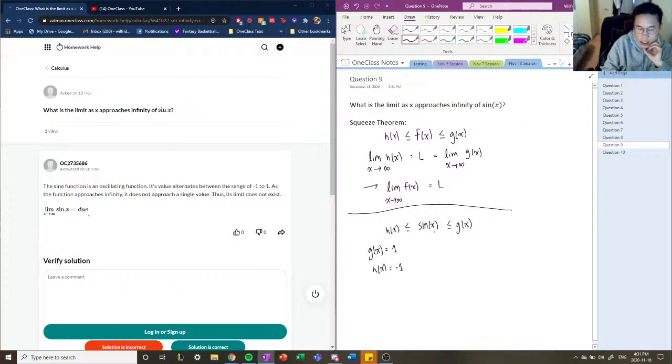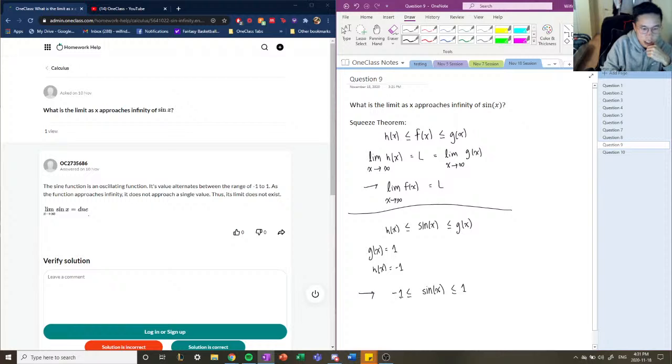Because we always know that the range of sine of x is between 1 and -1. So therefore, we have -1 here, sine of x, and we have 1 over here. So this is what our junior tutor is proposing, right? That the range of sine of x is always between 1 and -1.